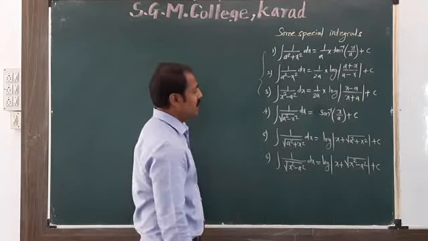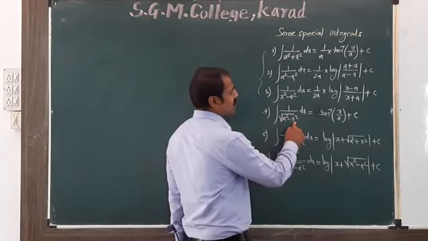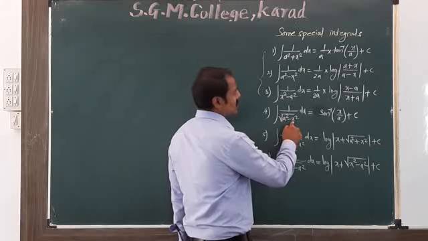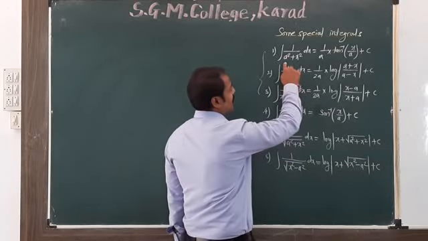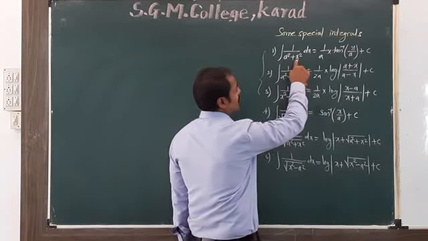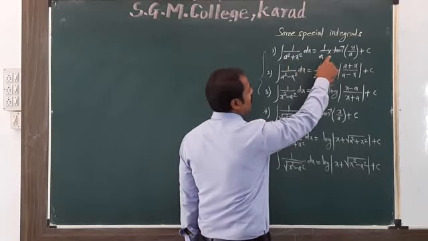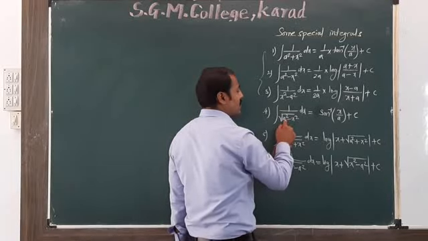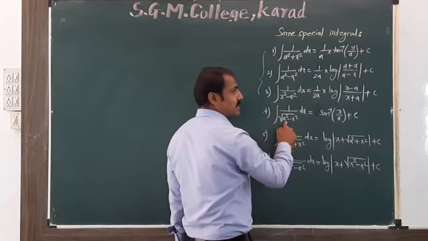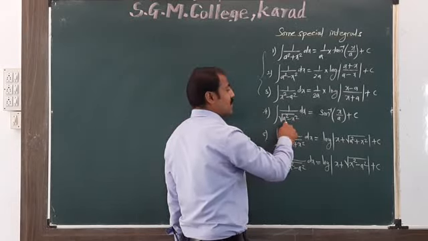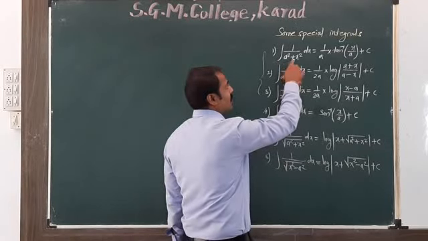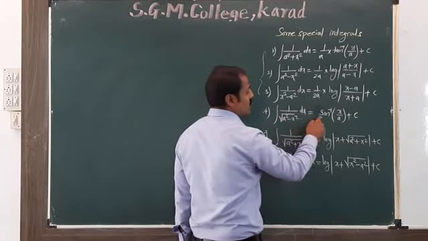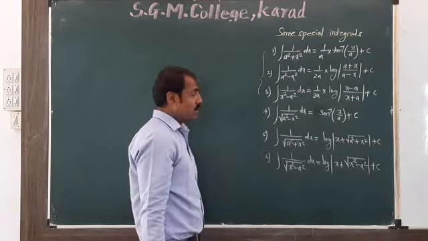In the fourth formula, integration of 1 upon square root of a square minus x square dx. Remember, when a square plus x square is in the denominator, the formula is 1 upon a tan inverse. And here, in the denominator there is a square root sign, and inside the square root sign there is the term a square minus x square. So the formula is sine inverse x upon a plus c.